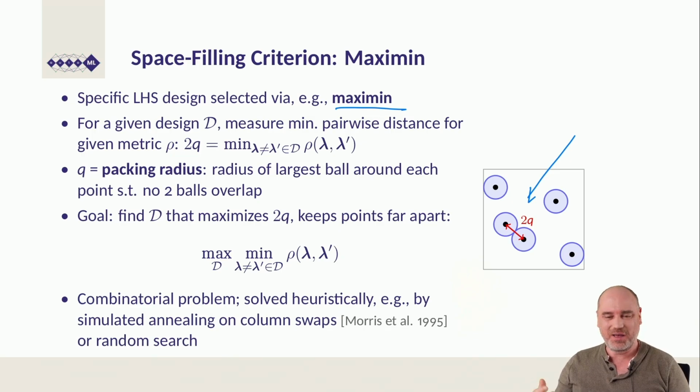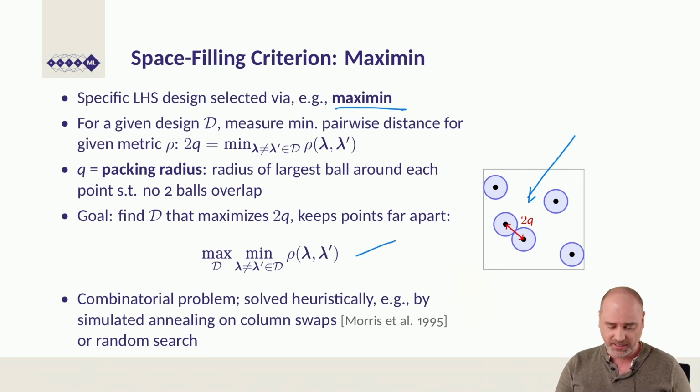You can also see this as a packing radius: the radius of the largest ball around each point, such that no 2 balls overlap, if you want a more geometric intuition for that. It also makes a lot of sense to pick the design plan D that maximizes this minimal distance between any 2 pairs of points, because this drives all of the configuration points in that plan as far apart as possible. If they're very close together, you're nearly running the same experiment. So if you want a plan that explores your input space very evenly, very uniformly, very space-fillingly, then maximizing this minimal pairwise distance seems quite intuitive.